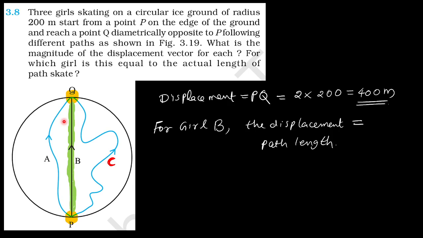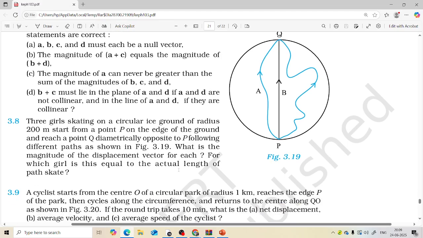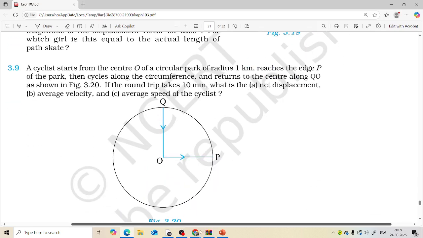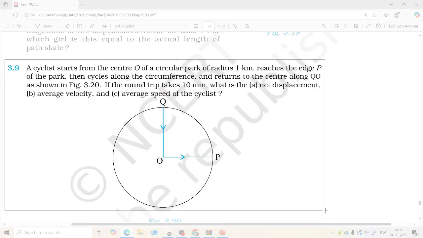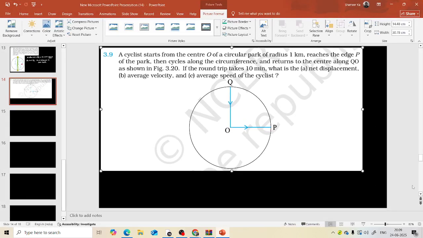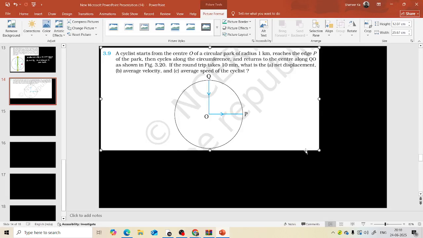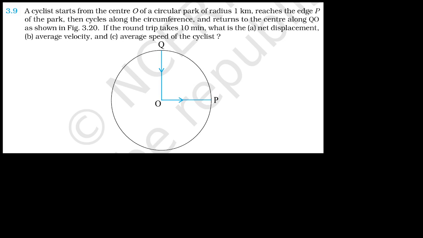Okay, all of you have finished. Most of the questions are simple. The chapter is over. Only one derivation is remaining. So let me discuss another one, 3.9. You may write the reference only. Don't write the question. Take time. If you are not able to see, you can zoom it.